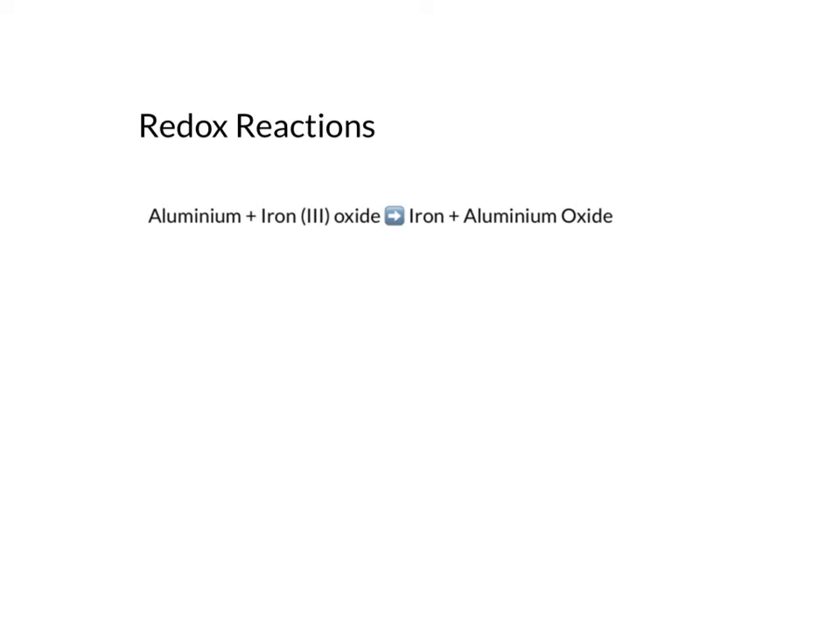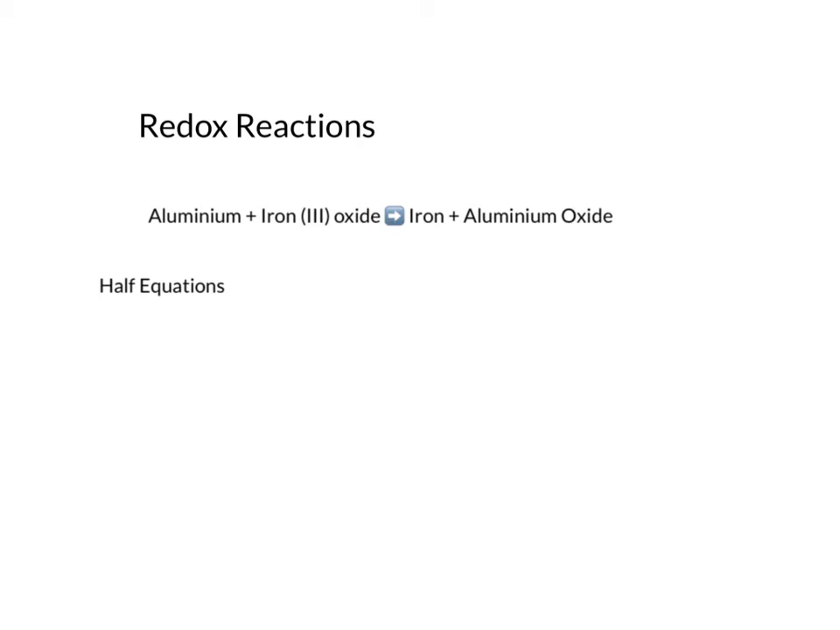This is a video about more redox reactions. Look at this redox reaction and let's recap. We have aluminium plus iron oxide gives you iron plus aluminium oxide. The aluminium is oxidized to give aluminium oxide. The iron oxide is reduced to give iron.